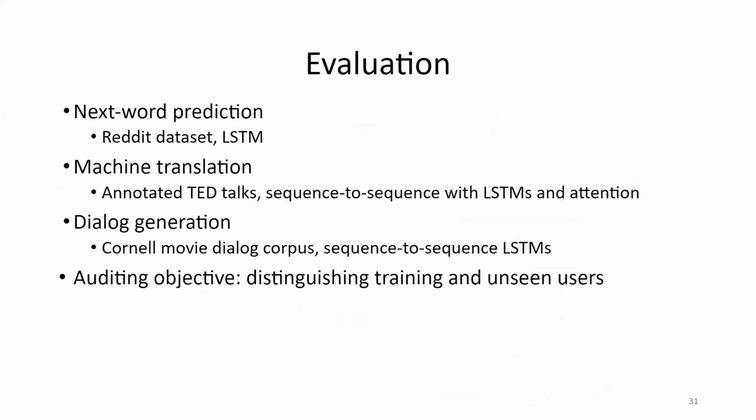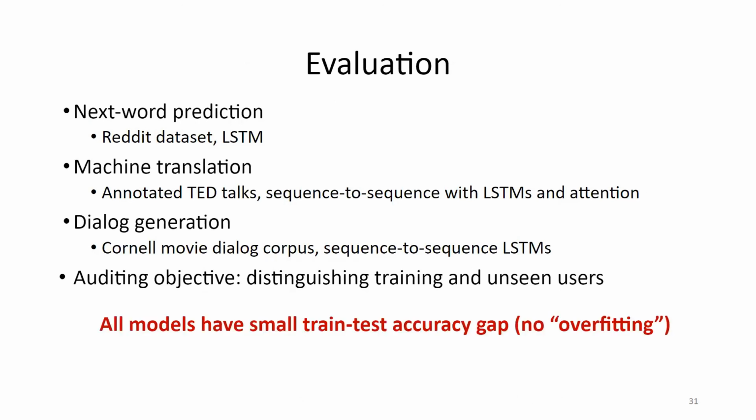So the auditing objective here is to distinguish between the model's training and unseen users. And it's a binary classification objective. I also want to mention that all these text generation models have a relatively small train-test accuracy gap. So there is no overfitting in the traditional sense.